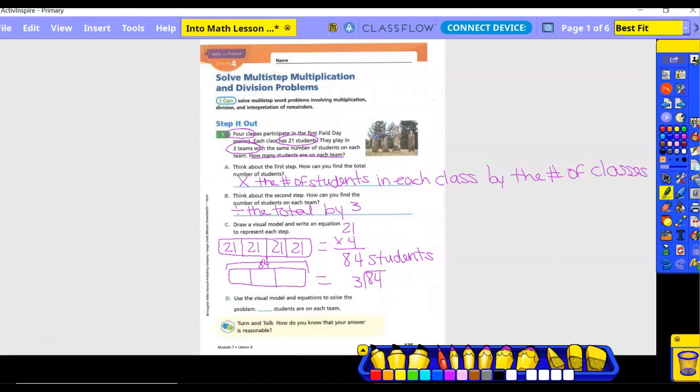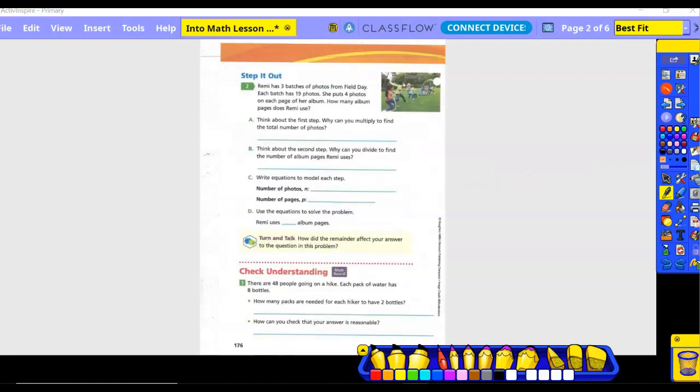So how many times does 3 go into 8? 2 times. So 2 times 3 is 6. 8 minus 6 is 2. Bring down the 4. How many times does 3 go into 24? 8 times. 8 times 3 is 24, and we have nothing left over. So 28 can go into each of those boxes. So how many students are on each team? 28 students.